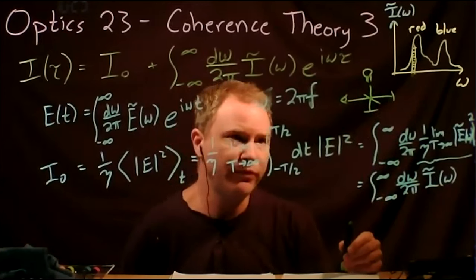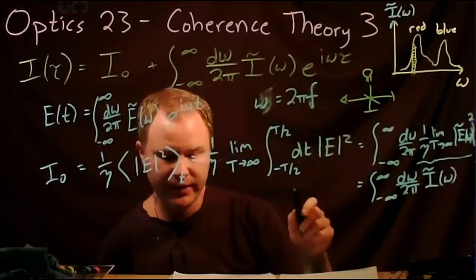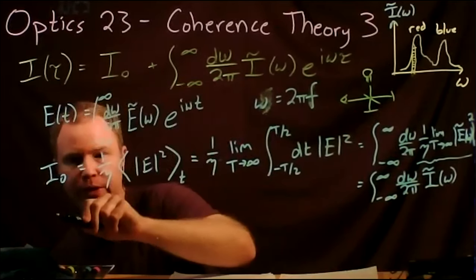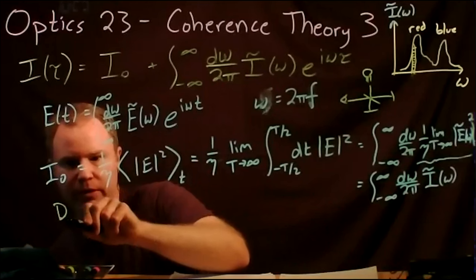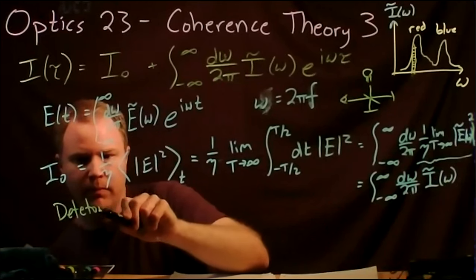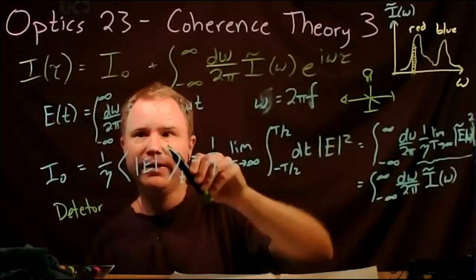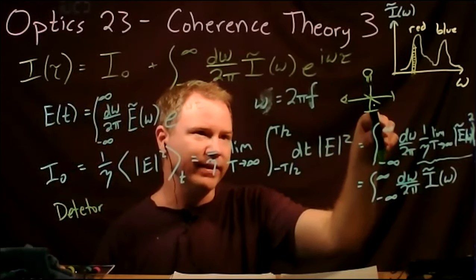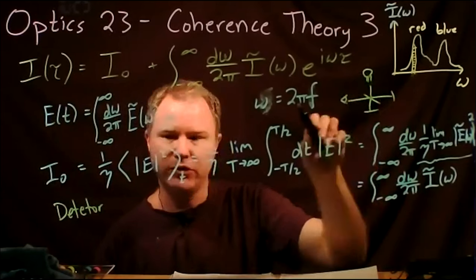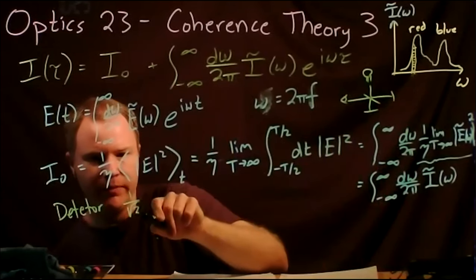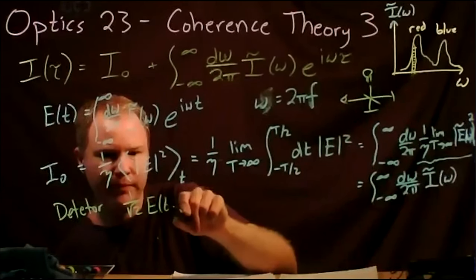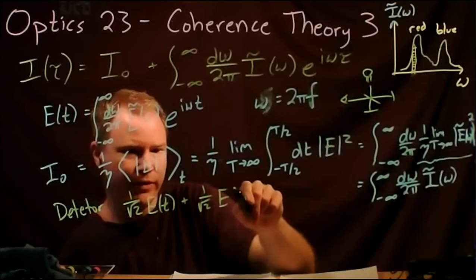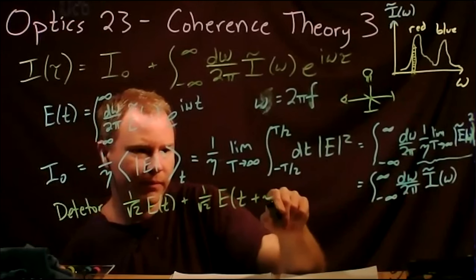But when you have a 50-50 mirror, that's 50-50 in intensity, which means that each copy of the electric field is 1 over square root of 2. So the detector doesn't really see the electric field plus the electric field delayed by tau. Since some of the light bounces back into the source, we actually see 1 over square root of 2 electric field plus 1 over the square root of 2 electric field delayed by tau.